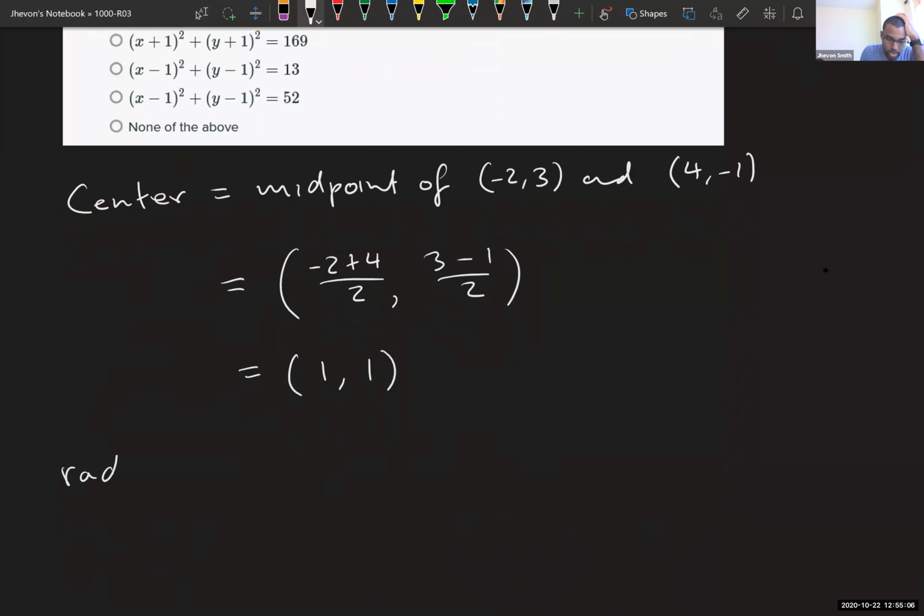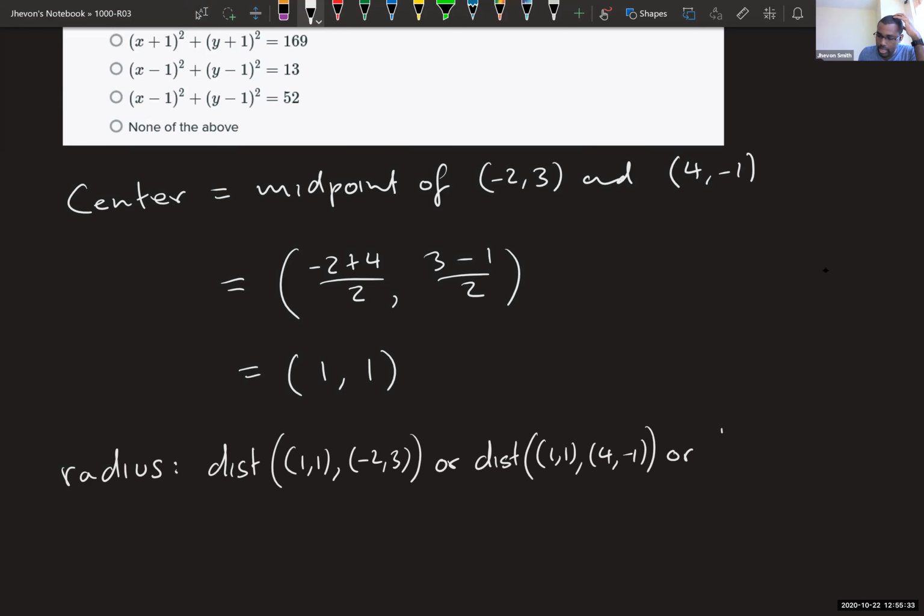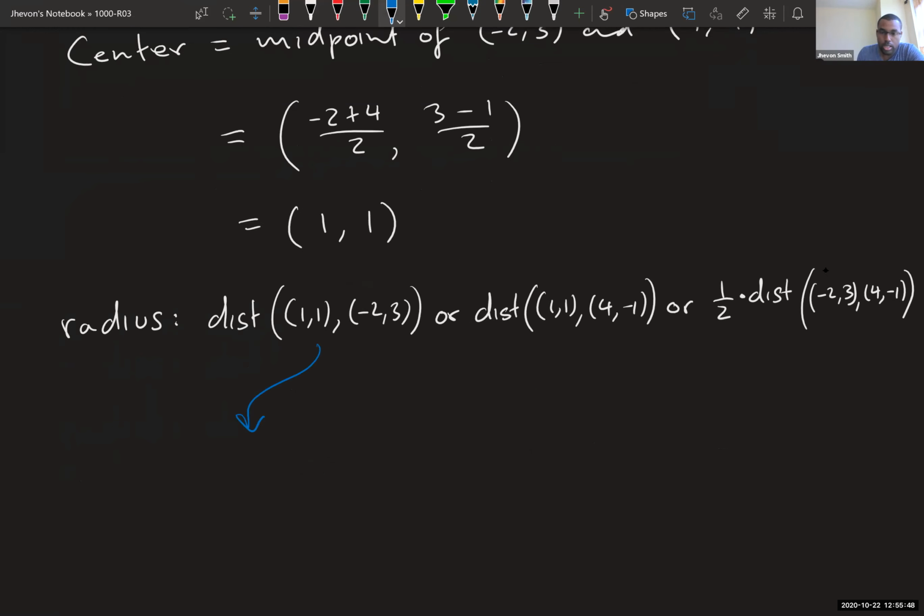Then when you want to find the radius, you can say that it's the distance between the center and either of these points. So the distance between (1, 1) and (-2, 3). Or you can use the distance between (1, 1) and (4, -1). Or you can say it's half of the distance between the two given points. Either way, they're all the same. So let's pick one of these. Your r is going to be the square root of (x2 minus x1) squared plus (y2 minus y1) squared.